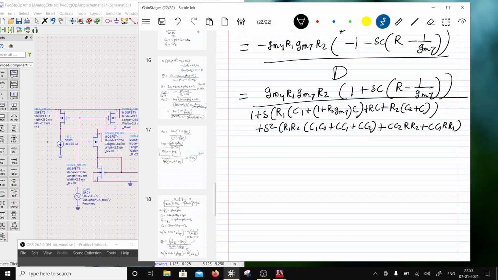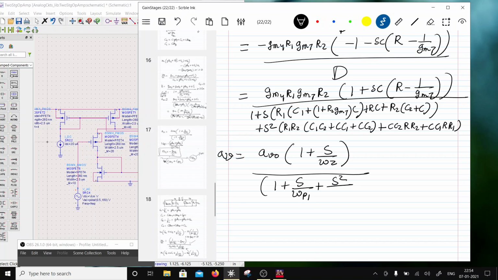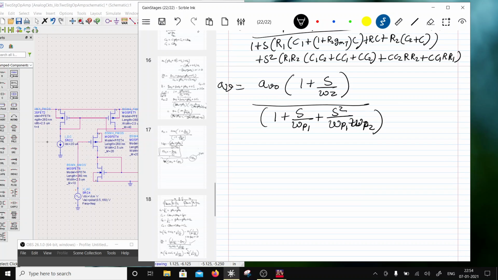Okay, so I have expressed this as AV is equal to AV0 times of 1 plus S over omega Z divided by 1 plus S over omega P1 plus S square over omega P1 into omega P2. Okay, so now let's separate out the poles. Okay, so first of all I'll find out omega P1.